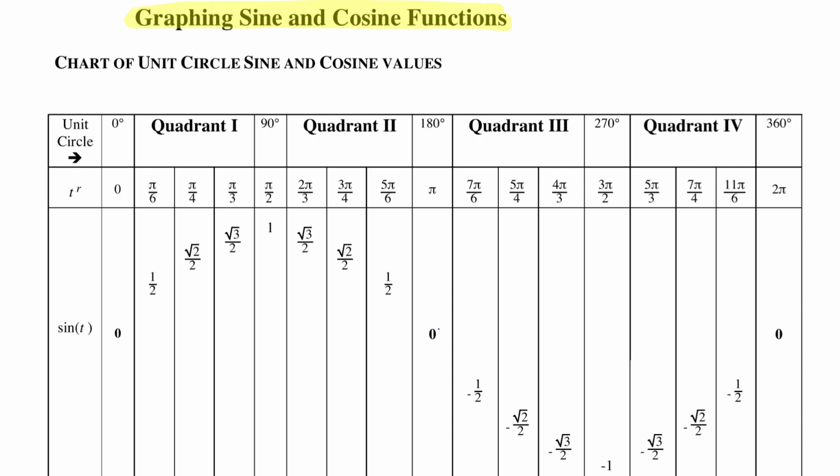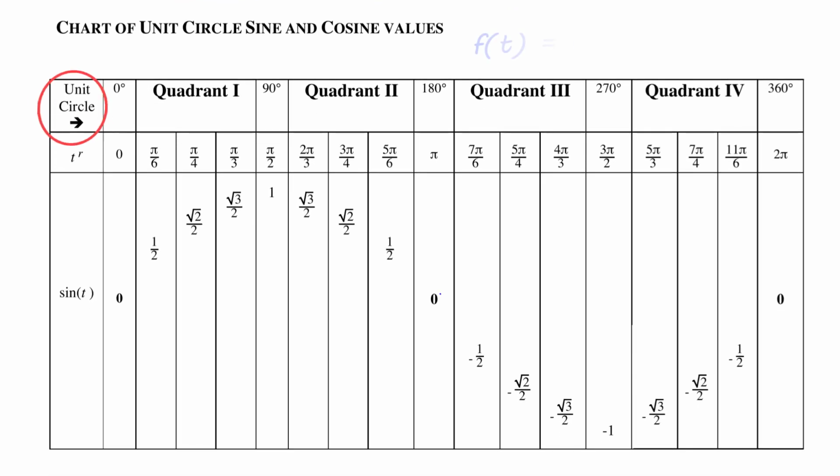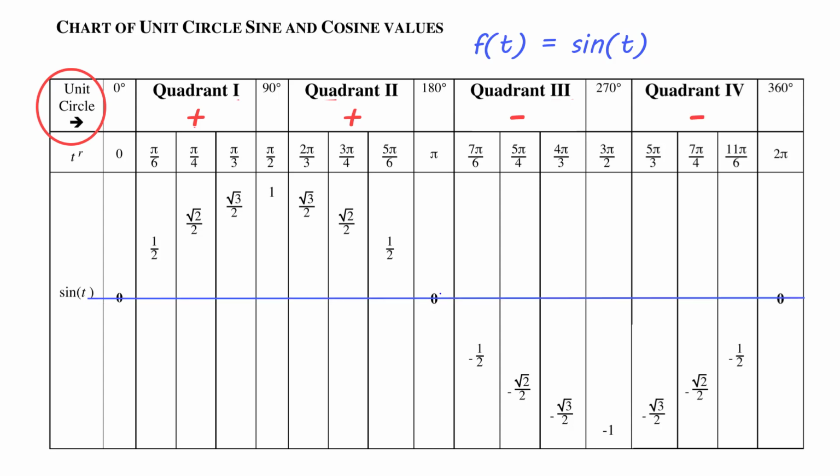Today I'm talking to you about graphing sine and cosine functions. We're going to start with the sine function, and we're going to call it f of t equals sine of t. And we're taking the values from around the unit circle. You'll notice that the second row there are the radian measures around the unit circle, starting with 0 and then pi over 6 and pi over 4, and I have the quadrants listed above. And we know that in quadrants 1 and 2, the sign is positive, and in quadrants 3 and 4, the sign is negative.